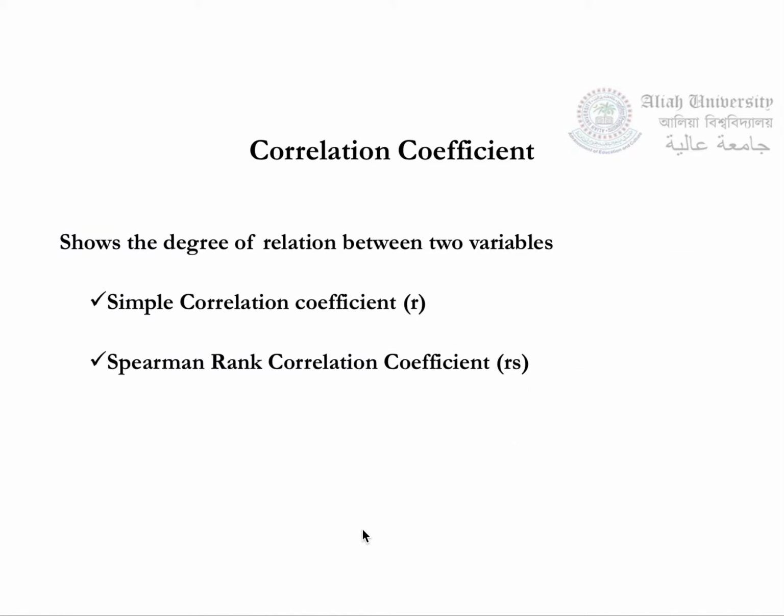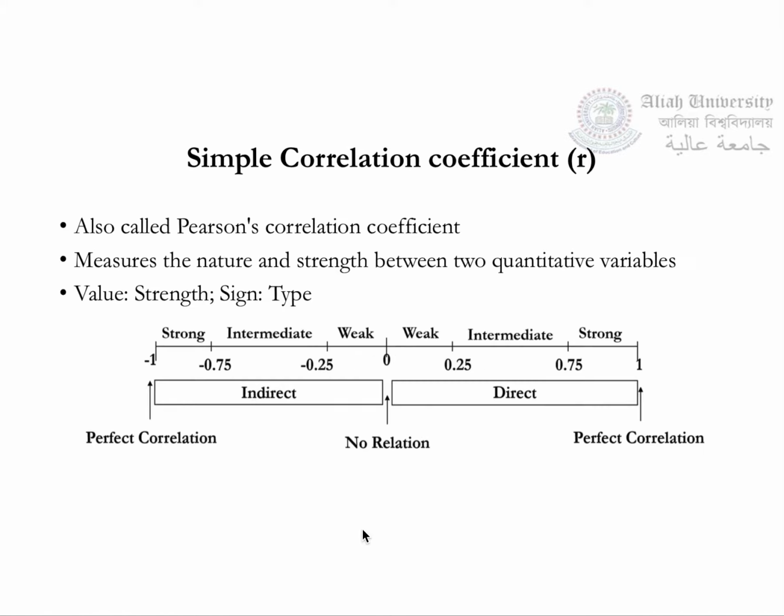How do we compute correlation? There are two most common coefficients to be taken into account. One is the simple correlation coefficient, and the second is the Spearman rank correlation coefficient. We'll be talking about both of them.